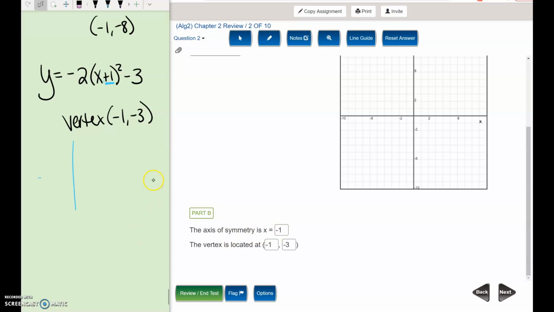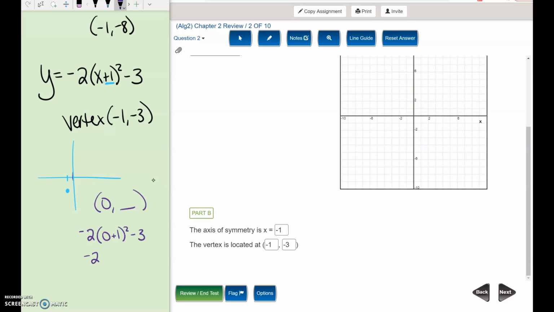Okay, so I know my vertex is at -1, -3. That's like down here somewhere. I don't know another point. You're going to have to pick an x value and plug it in to get another point. So I'm pretty close here to 0. I'm going to pick the x value 0, plug that in, and see what I get. So -2 times 0 plus 1 squared minus 3.